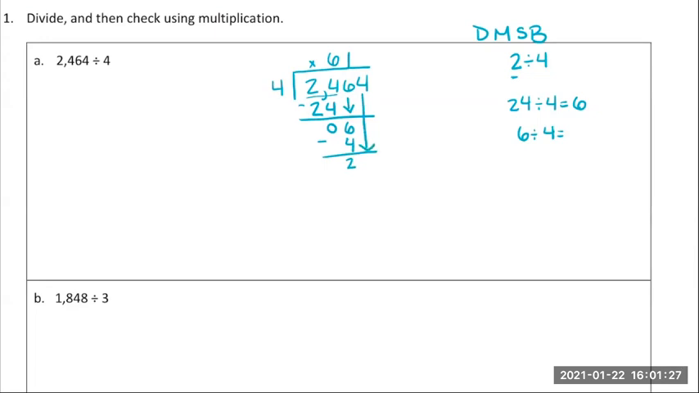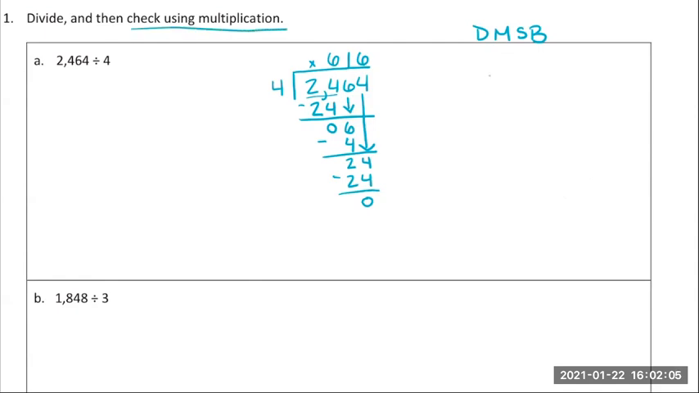If we were looking at our place value chart, we would be unbundling that 2 into 20 ones. We're going to put it together with our 4 ones. We're going to do 24 divided by 4 one more time, which we already know because we've already done it up here. 24 divided by 4 is 6. So 6 times 4 is 24. We subtract and we end up with 0. So our answer here, our quotient, is 616.